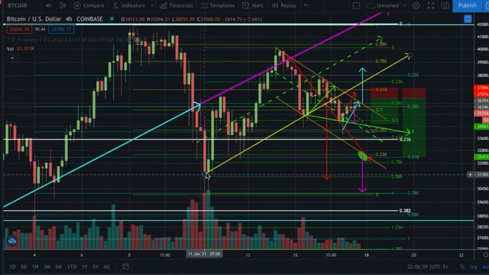So we had oscillated from the bottom of the channel to the top, from the bottom of the channel to the top and slightly out of it, from the bottom of the channel and then to the halfway point. And you'll notice the halfway point had acted as resistance as well as support a couple times along the way.